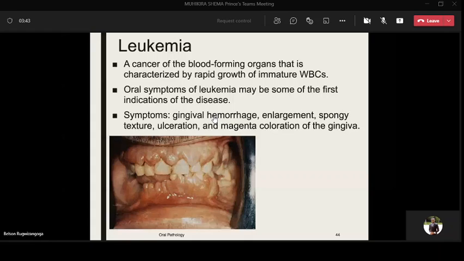It is not only enlargement, it will be a spongy texture. Spongy means it is like a sponge. Sometimes it is ulcerated, and the color is magenta or brown.